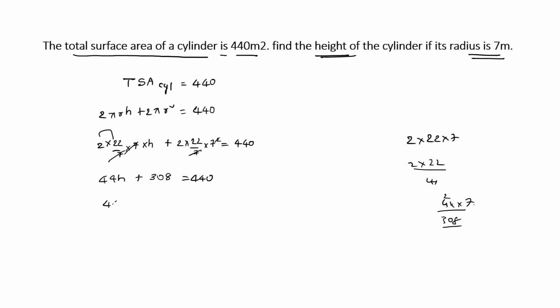So 44h is equal to 440 minus 308. 44h is equal to 132, since 440 minus 300 is 140, and 8 more gives 132. So h is equal to 132 by 44. The 11 table cancels: 11 fours are 44, 11 twelves are 132, so h is equal to 3 meters. That's it.